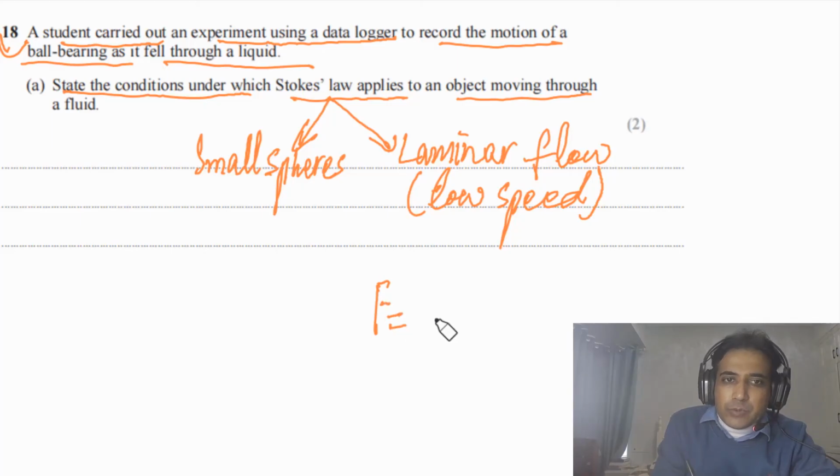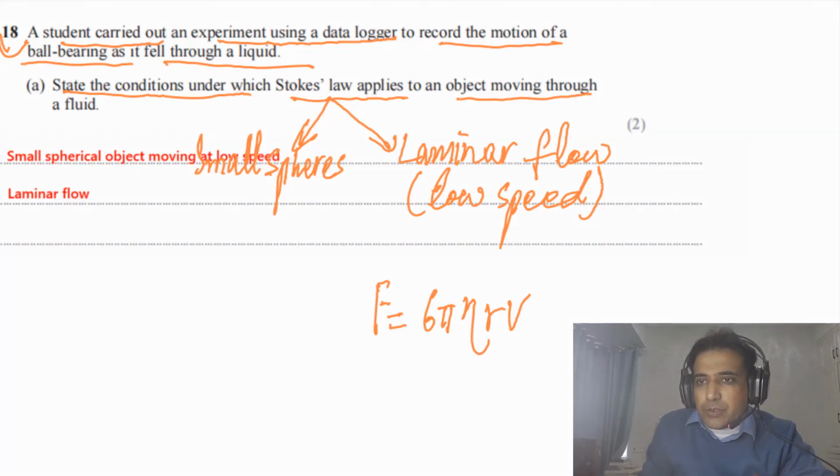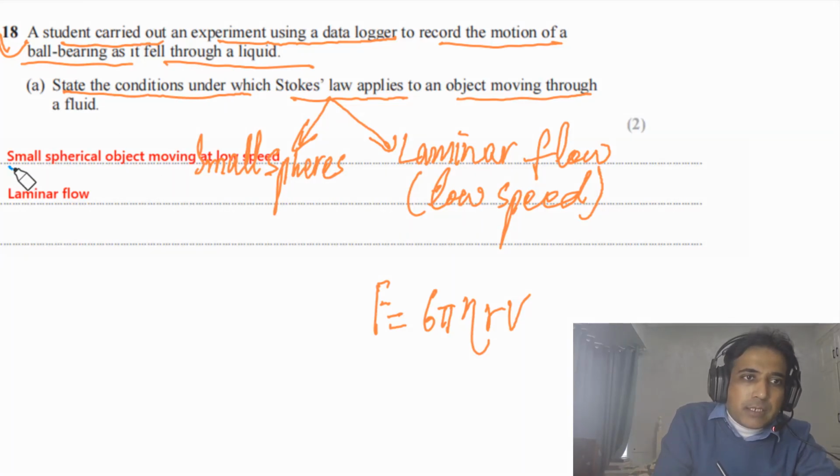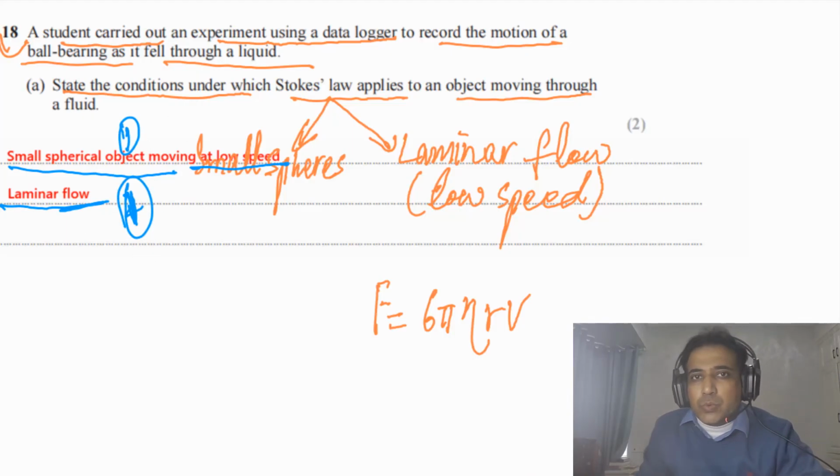So this is when we can apply Stokes' law: F is equal to 6 pi eta r v. These two conditions we have to write down for Stokes' law. In your answer you can say small spherical object moving at low speed and laminar flow. This question has 2 marks, so if you write down these 2 points you will get 2 marks.